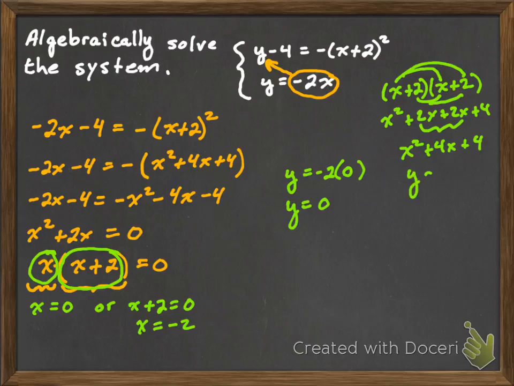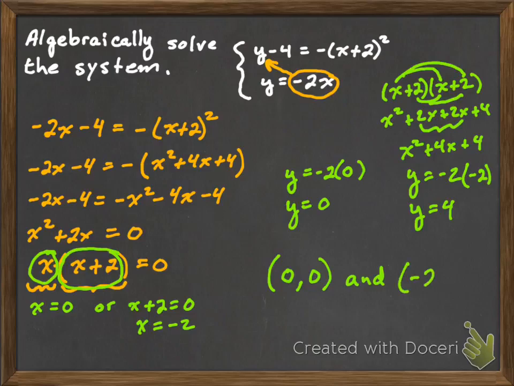And then substituting negative 2 in for x will give us negative 2 times negative 2, which is y equals 4. So the two solution points are 0, 0, and negative 2, 4. Graphically, this is where your parabola and your line will intersect each other.